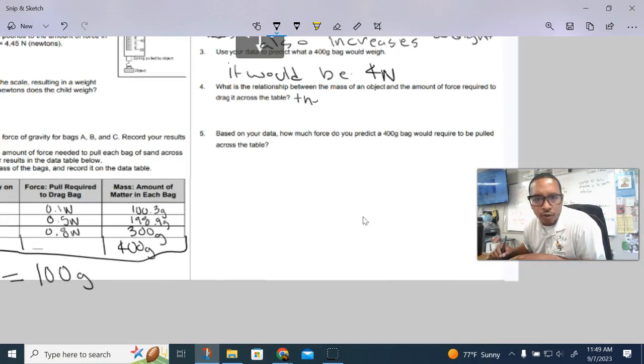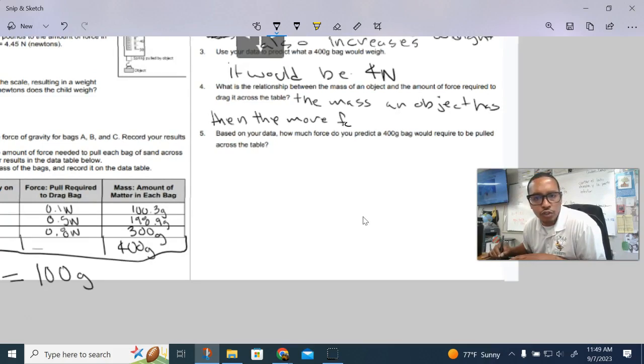So what I would say is, I guess I'm getting a little bit better, right? The more mass an object has, then the more force is needed to move it. Okay. All right, cool.